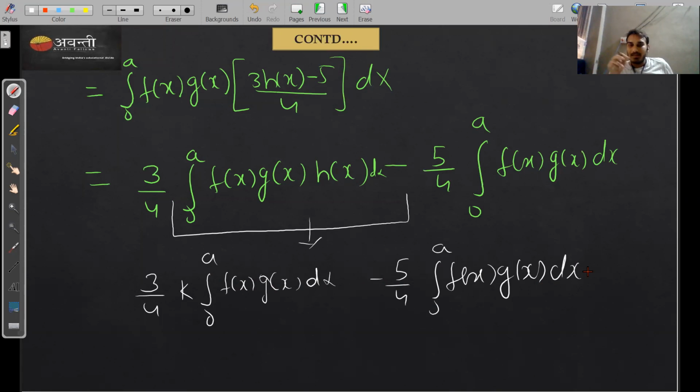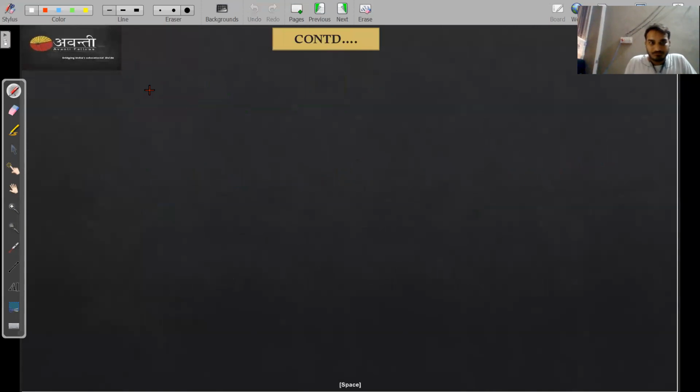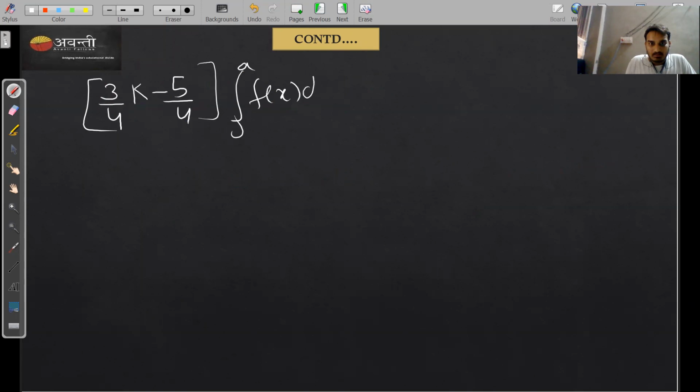So because we have to find the value of k, this integration 0 to a f of x, g of x, h of x is equal to k times integration 0 to a f of x, g of x dx. So I just replace this with this, because the second term is with only f of x and g of x. So that's why I can add these two terms, right? So now combine these two terms. What do you get? You get 3 by 4 k minus 5 by 4 integration 0 to a f of x, g of x dx, right?